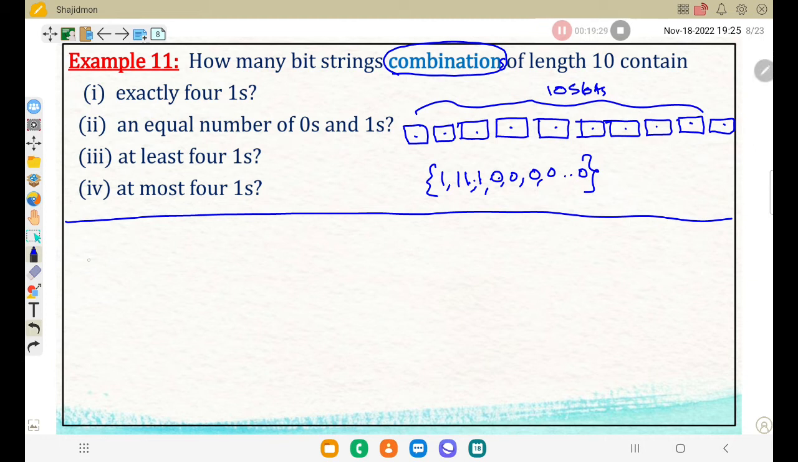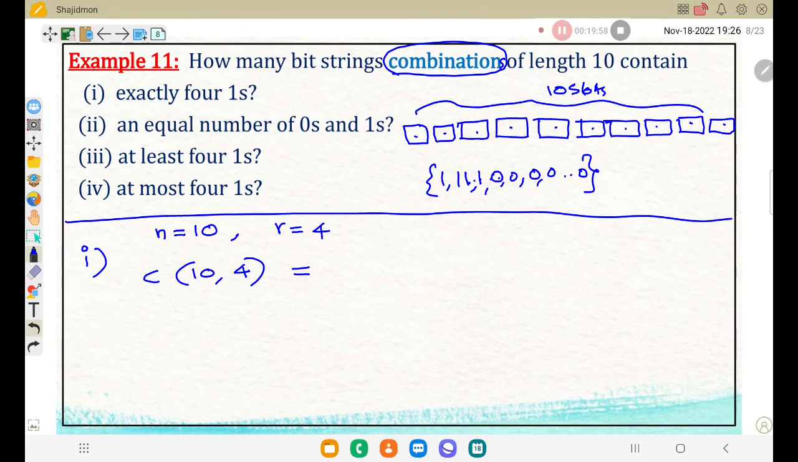So we can do the first part of the question. Totally how many slots? 10 slots, or a 10-length bit string. How many do we need to fill? Exactly 4 ones, so we need to choose. So r equal to 4 here. That means we need to choose 4 out of 10 slots to place 1. So what is that combination? Combination of 10 objects, 4 taken at a time.